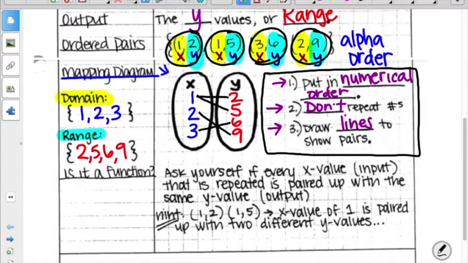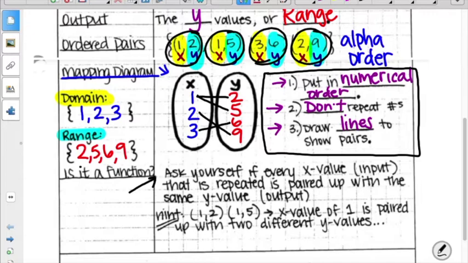The last thing on this page is to determine if it's a function. Remember, a function is a certain type of relation where every input is always paired up with the exact same output. So here's a way to figure out if it's a function. You're going to ask yourself if every x value or input that is repeated is paired up with the same y value or output.